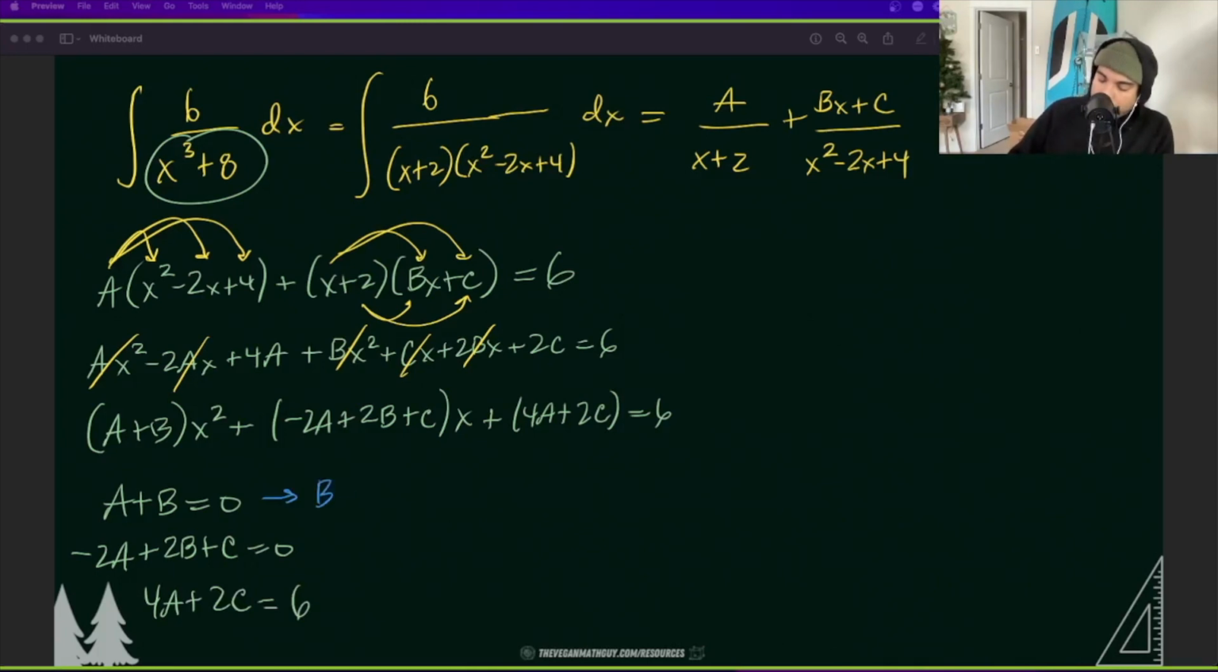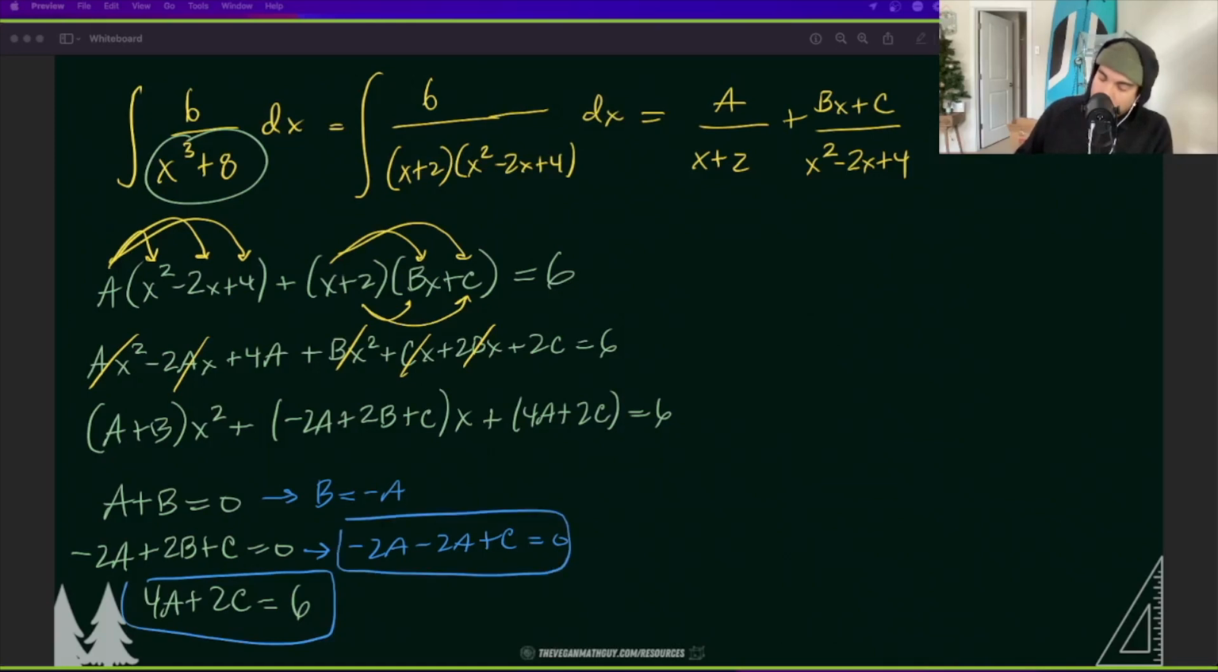We know that b has to equal negative a, so we can convert that second equation into negative 2a minus 2a plus c is equal to 0. And now we're going to work with this equation and this equation and just kind of simplify it a little bit.